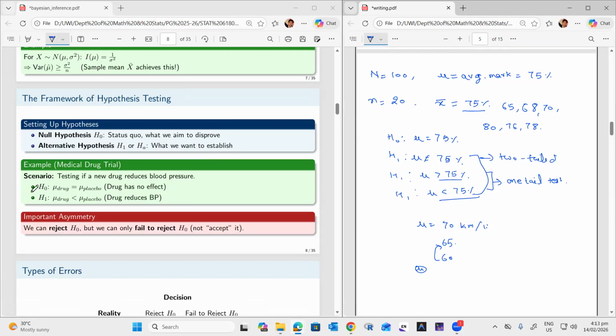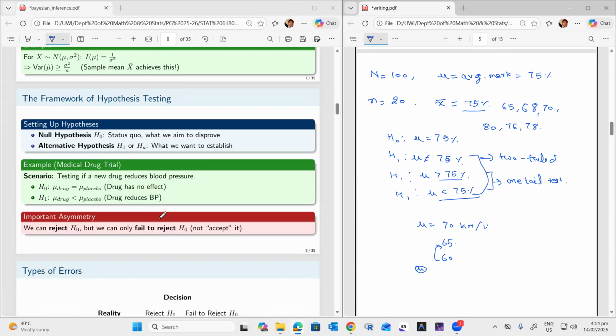By the definition of hypothesis testing, we can reject H naught, but we can only fail to reject H naught, not accept it. The definition given by R.A. Fisher is that a test of a hypothesis is the procedure to decide whether to accept or reject the hypothesis based on random variables. So in that one, we basically try to reject the null hypothesis.